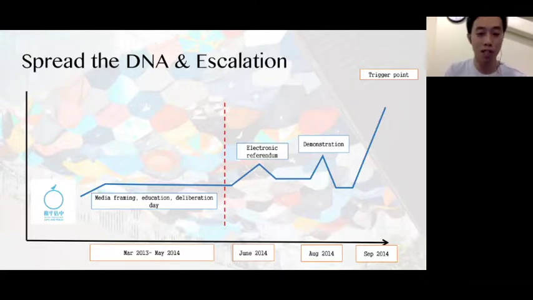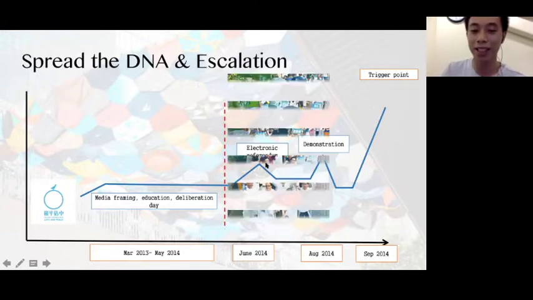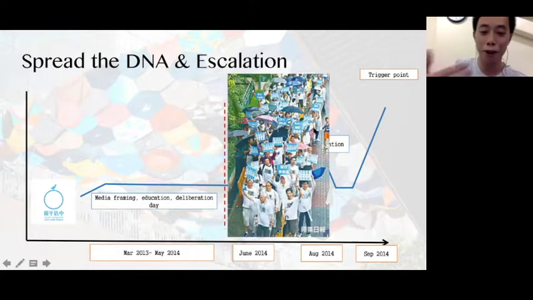Not until June 2014, when the Occupy Central Movement initiated an electronic referendum, that there were 800,000 people participate in the electronic referendum and vote for an electoral reform package that they like. And in August they start to have the first demonstrations. So you can see for the first 13 months, there isn't any street demonstration or small action initiated by the Occupy Central Movement, not until August 2014.